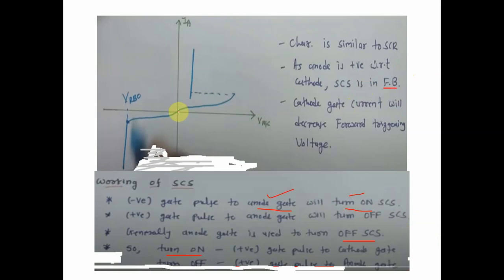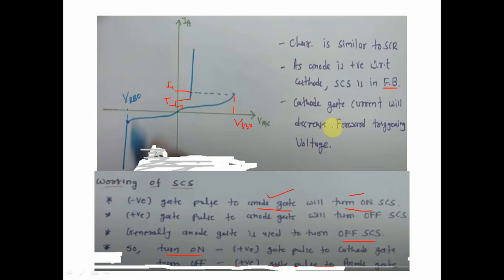In forward bias, a small amount of current flows through the circuit. If the forward voltage reaches VBO, some avalanche breakdown is generated and SCS is turned on. Here is the latching current, and this point is the holding current. Latching current is the current needed to turn on SCS, and holding current is the current needed to keep it on, below which it turns off.